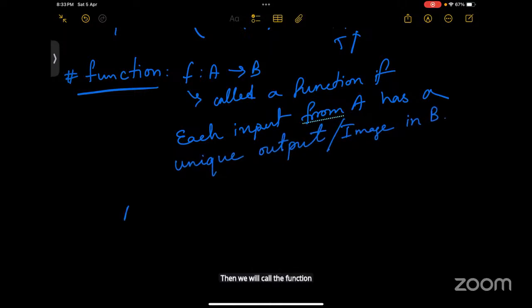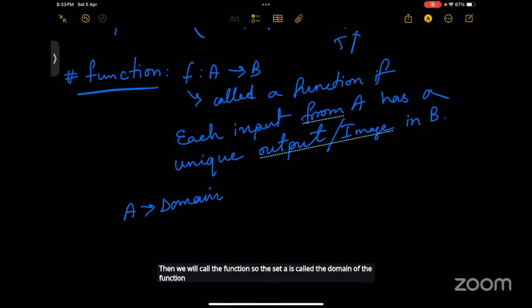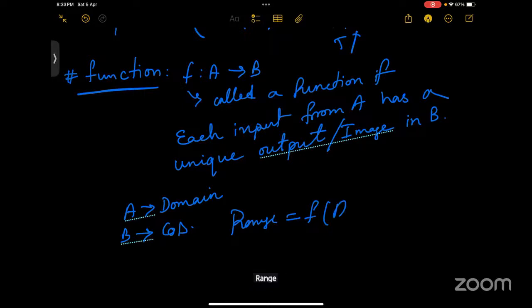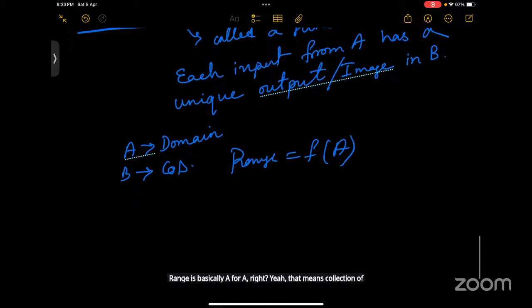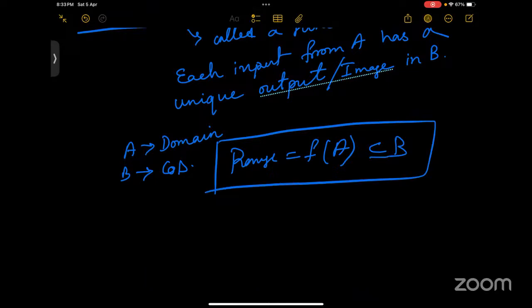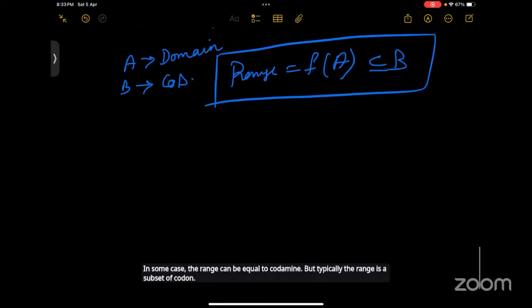So the set A is called the domain of the function, and the set B is called the codomain of the function, right? And what is the range of a function? Range is basically f of A, the collection of all possible outputs. So range is always a subset of the codomain. In some cases the range can be equal to the codomain, but typically the range is a subset of the codomain, right?